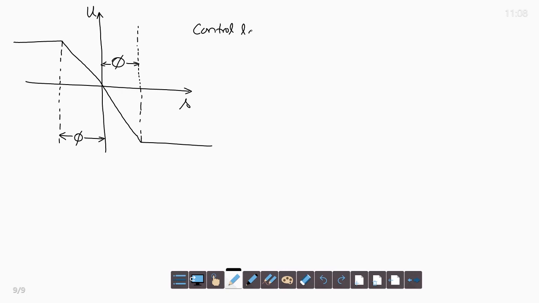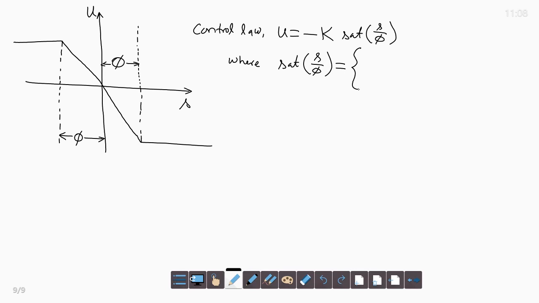is given by minus k into saturation of s by phi, where saturation of s by phi equals s by phi if mod s is less than phi, and equals signum of s if mod s is greater than phi.